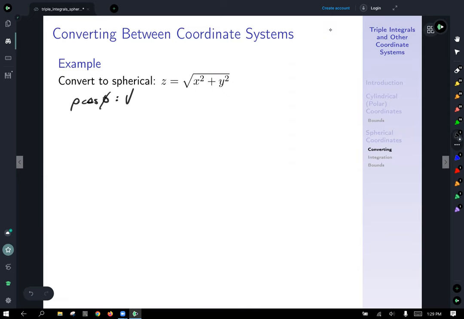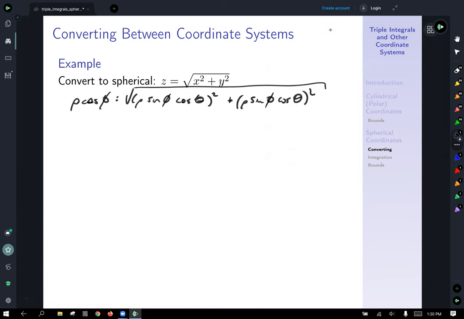I'm going to use a sizable square root here: rho sine of phi cosine of theta quantity squared plus rho sine phi cosine theta quantity squared again, and then we'll end our square root. Now this is very, very similar to what we just did.